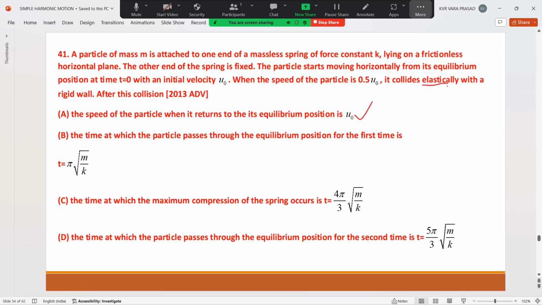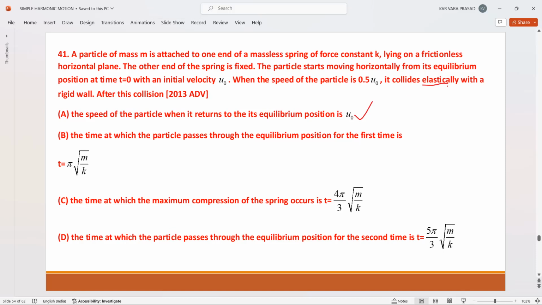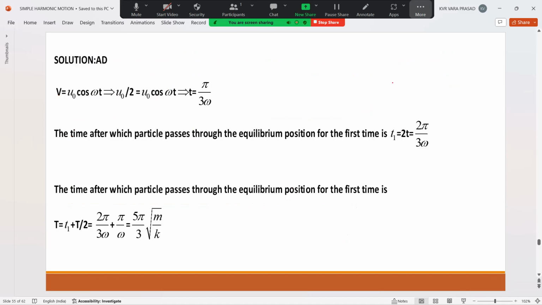Therefore, when it returns to its equilibrium position, there is no change in speed. So option A is correct. Next, the time at which the particle passes through the equilibrium position for the first time is. So coming to B, see the solution part.